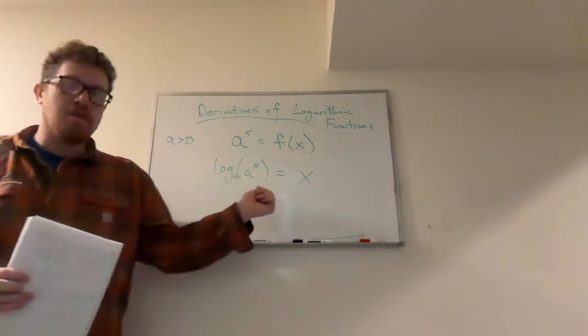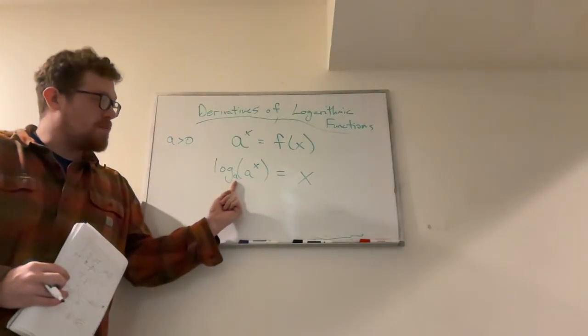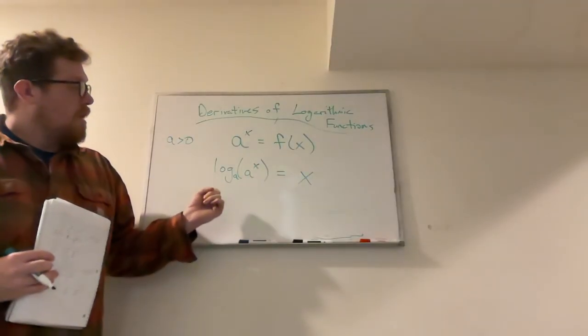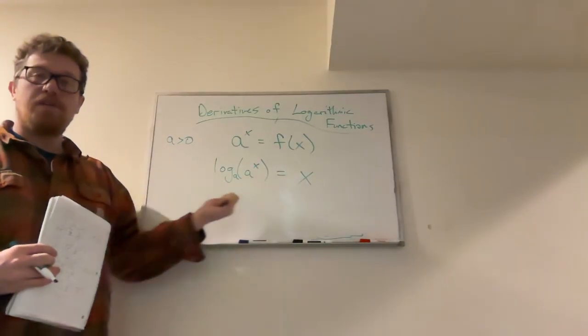So this is usually the notation. We just say log, we put a little base here, which happens to be a. Usually it's just e, or we'll just write ln. So log base a of a to the x is just x. They undo each other.